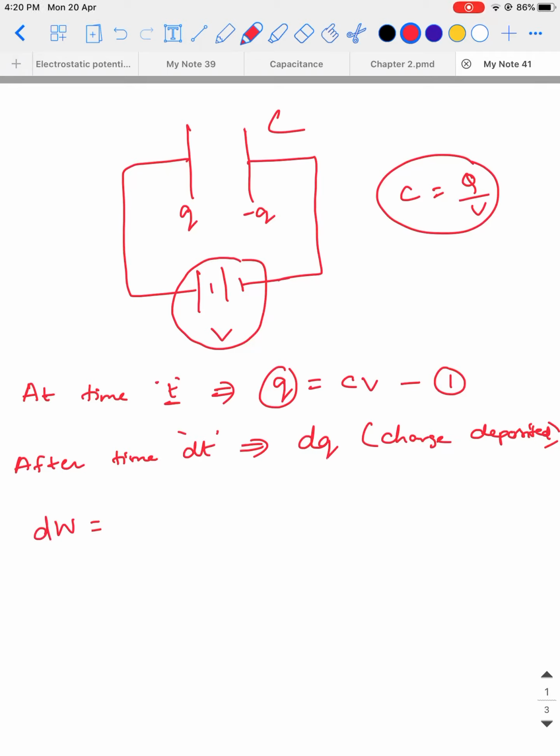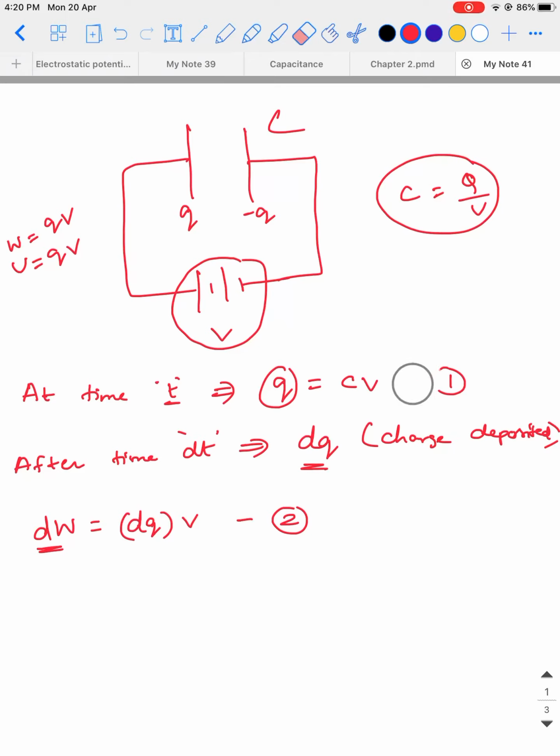The work done is equal to dq into V, because we know that the potential energy is equal to Q into V. So potential energy is nothing but the work done. Since here a small charge is getting deposited, there is a small amount of work that is being done. So let this be equation number 2.